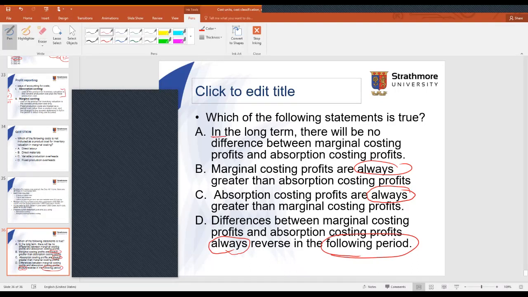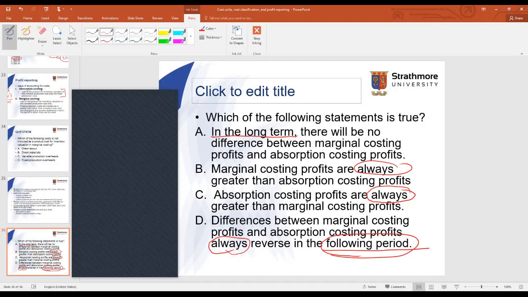Now this will count for A. In the long term, there'll be no difference. It will be reversing. So in the following period, it will make D wrong. But in the long term, there'll be no difference, whether you use the marginal costing method or the absorption costing method in the same company. So in the long term, there's no difference in terms of the profit that you'll be reporting, in the same company carrying those costs.